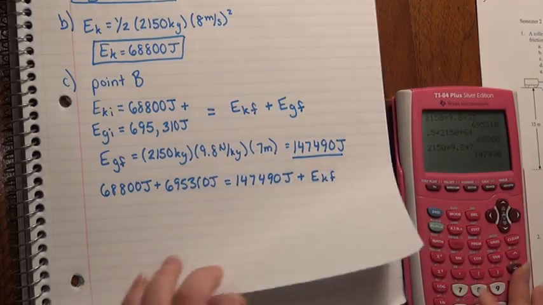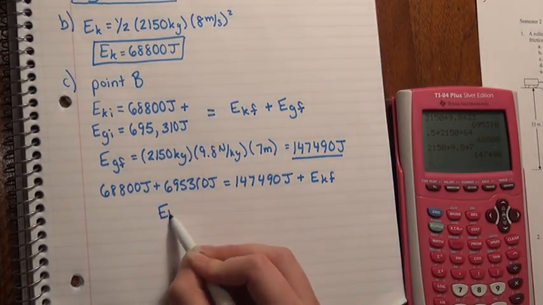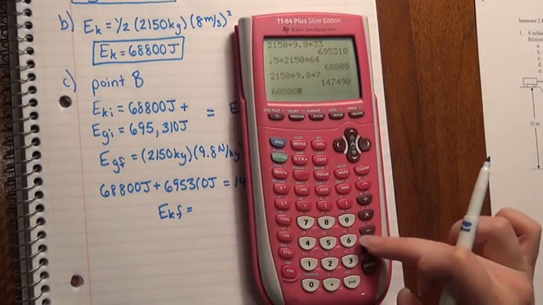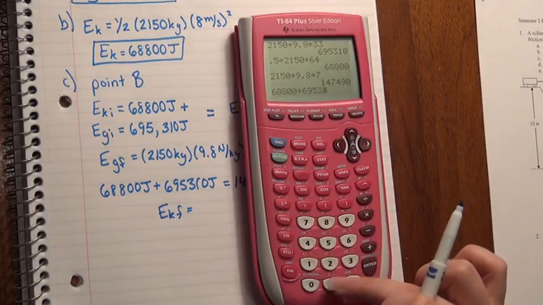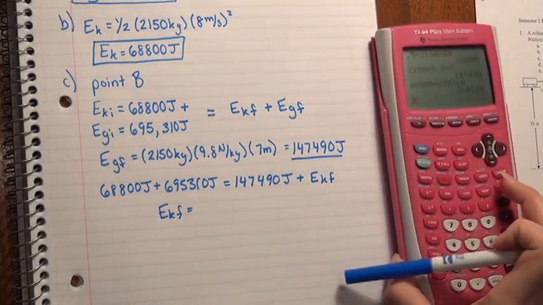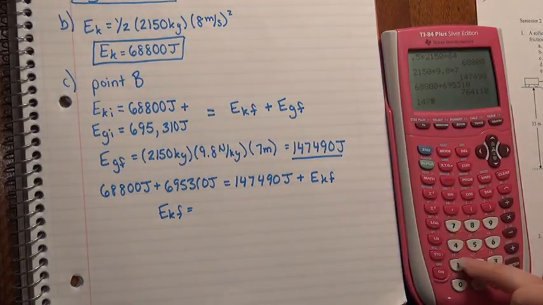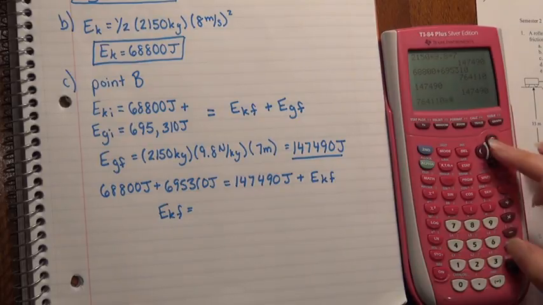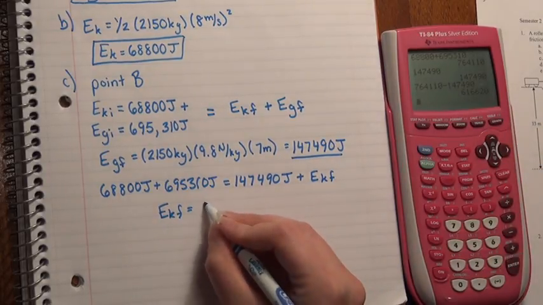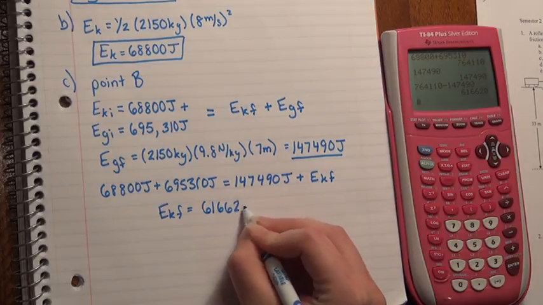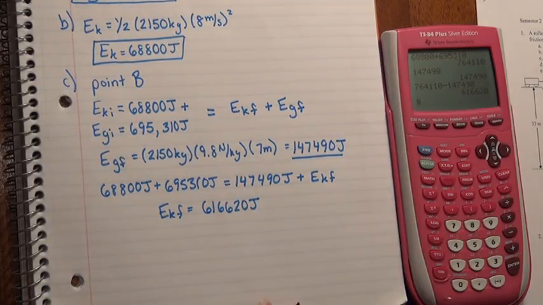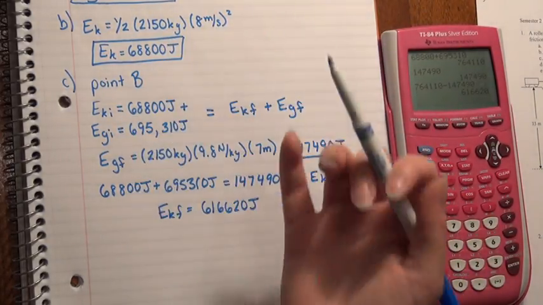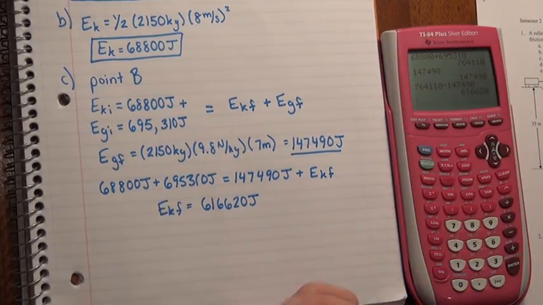So then solving for this equation, we can say that EKF is equal to 616,620 joules. So now that we have EKF, we can plug that into our normal EK equation, since the mass of the car isn't changing, and we can solve for the final velocity of the car.